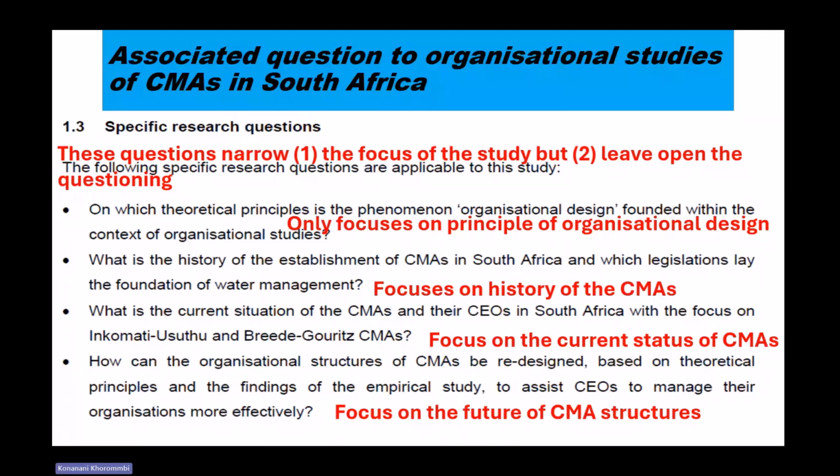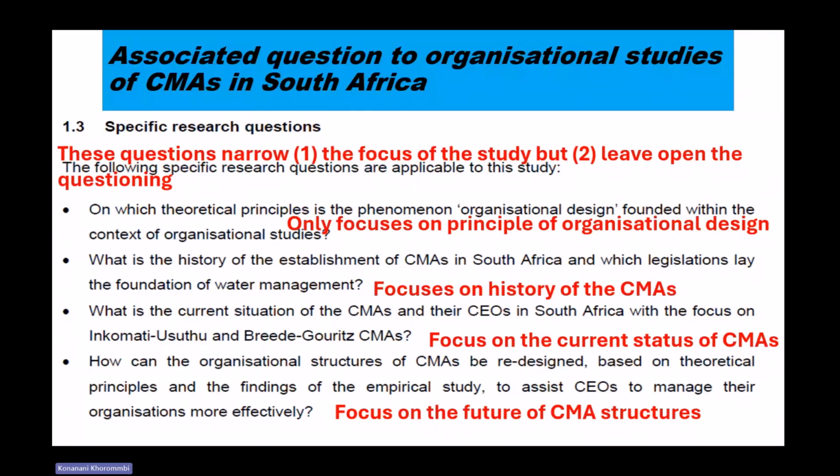And last, and I think this is just the 4th, we might even have a 5th question, which I did not bring in here. But let's just go to the 4th sub-question. It says, how can the organizational structure of CMAs be redesigned based on theoretical principles and the findings of the empirical study to assist CEOs to manage their organizations more effectively? And this one focuses on the future. The future means we shall have collected data, we shall have read the literature, then we shall have made sense of it, because we shall interpret the implication and the meaning for organizational design.